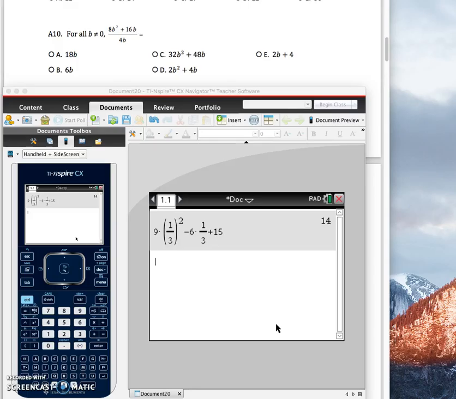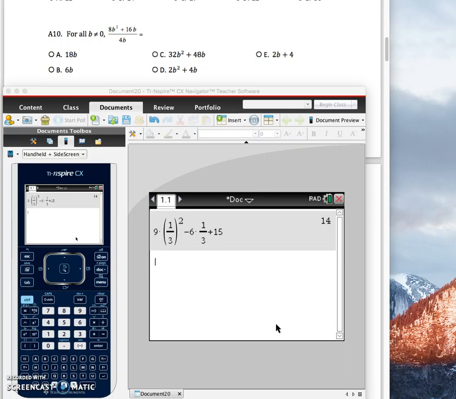Okay, so what we've got here is basically just a couple of expressions simplifying into another problem, okay? And so we could try to simplify this, we could do that, but what we're going to do is we're going to do this graphically.